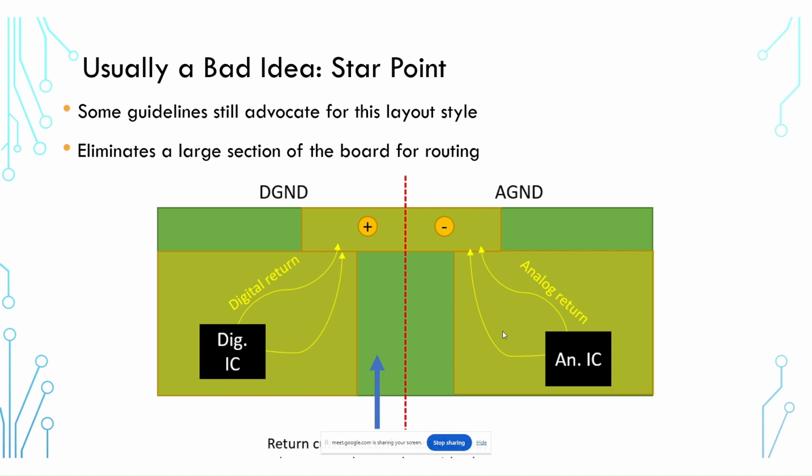And then, of course, the natural solution is to just eliminate star grounding, allow your ground to be here, and then you can route directly from the digital IC to the analog IC. So star point grounding is usually a bad idea because people tend to implement it in the wrong way, or they tend to apply it in a situation where it's really not needed. What I'm showing here is a very common situation where it's really not needed.